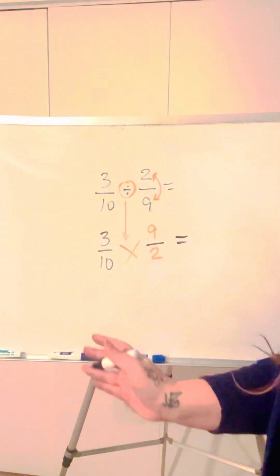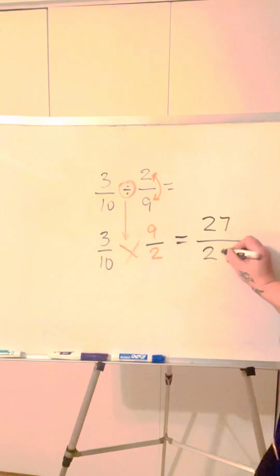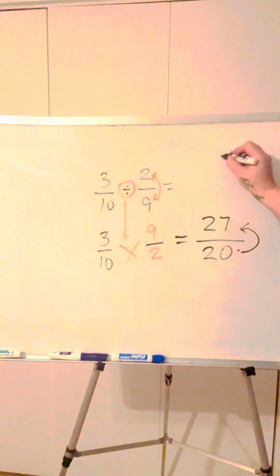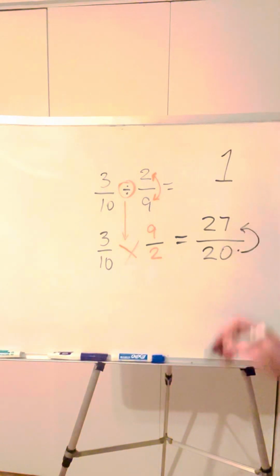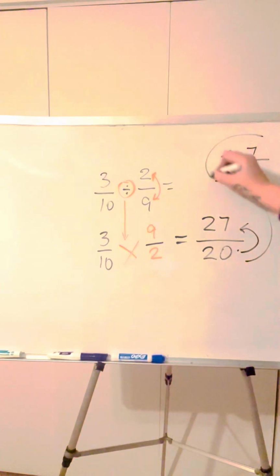Now, simple multiplication. 3 times 9 is 27/20. Another improper fraction. Let's turn it into a mixed number. How many times does 20 go into 27? One time. How many are left over? To get from 20 to 27, we have 7 left over. And then we copy down the denominator, and we cannot reduce that number. So this is the final answer. And that's how you divide fractions.